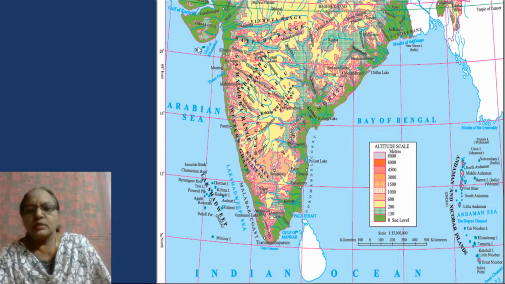Now, this is a peninsula. Now, what is a peninsula? A peninsula is a landmass which is surrounded on three sides by water and the fourth side is land. Okay. Now, India is a peninsula because it has the Arabian Sea to the west, the Bay of Bengal to the east, and the Indian Ocean to the south.